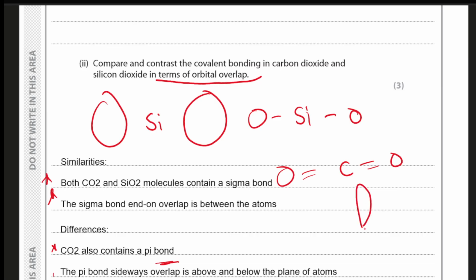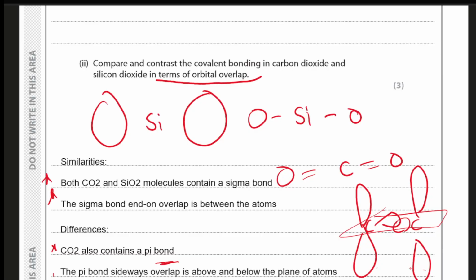And we know how pi bonds are produced. Pi bonds are basically produced by the sideways overlap, perpendicularly, of p orbitals, and that too it has to be above and below the plane of the atoms. They're trying to say if this is the plane of the atoms, the overlapping will take place above and below the plane. So this is how the pi bond is produced.